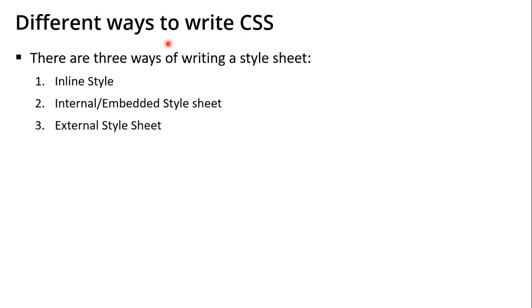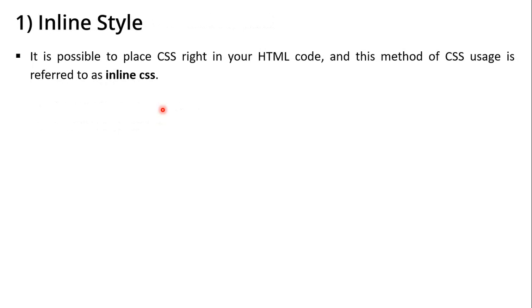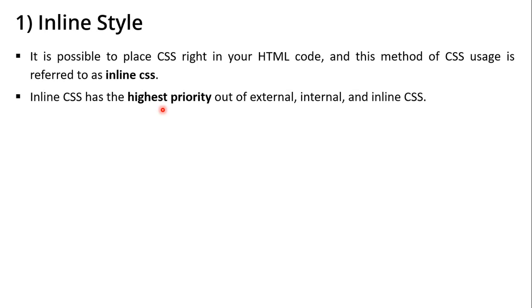A different way to write CSS. There are three ways of writing a style sheet, that is inline style, internal (embedded) style sheet and external style sheet. So we have three types, that is inline, internal and external. Internal is also known as embedded style. So first is inline style. It is possible to place CSS right in your HTML code, and this method of using CSS is referred to as inline CSS.